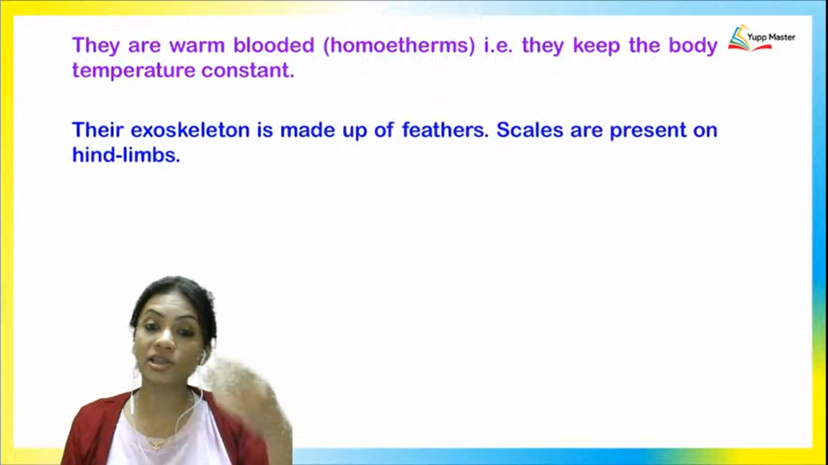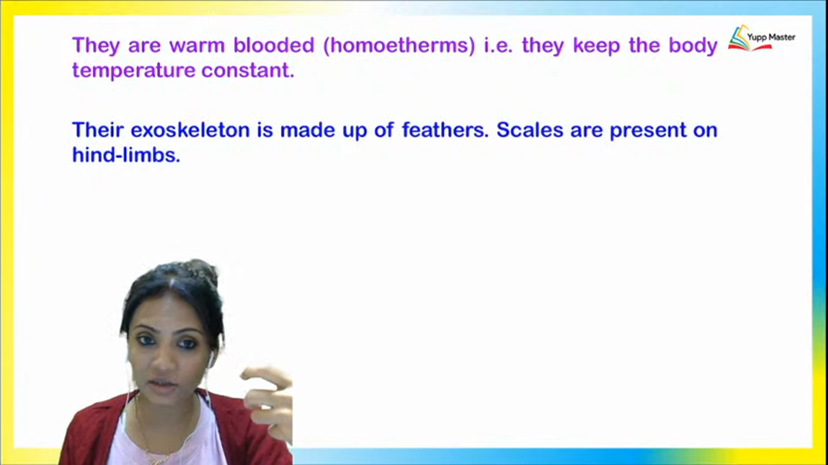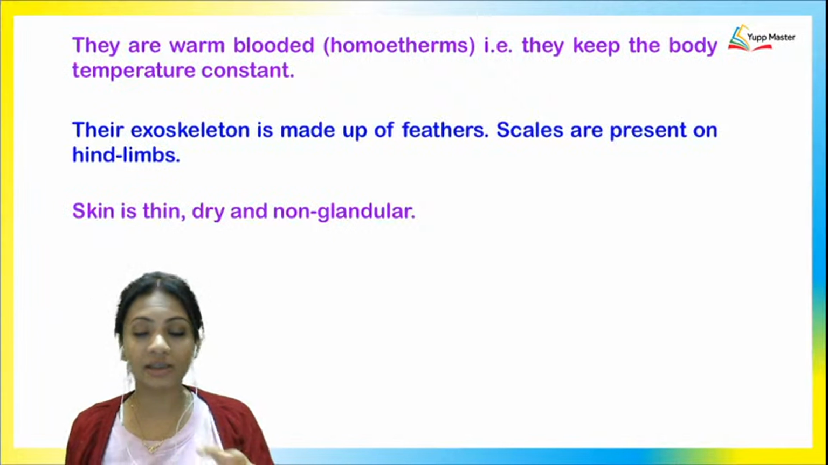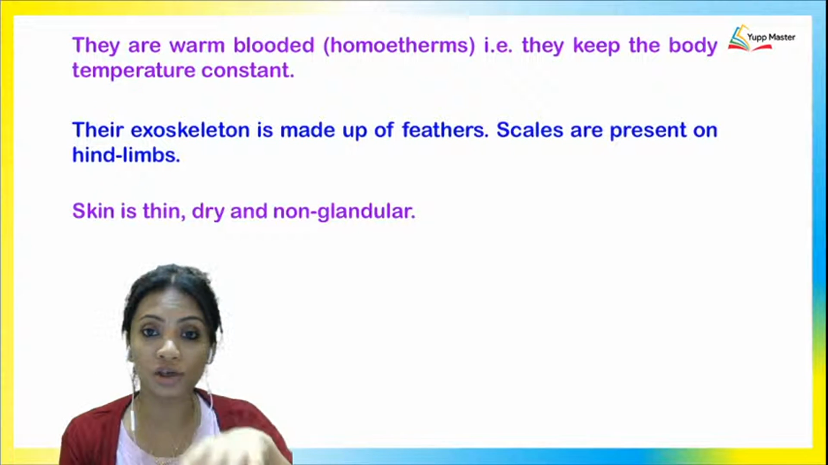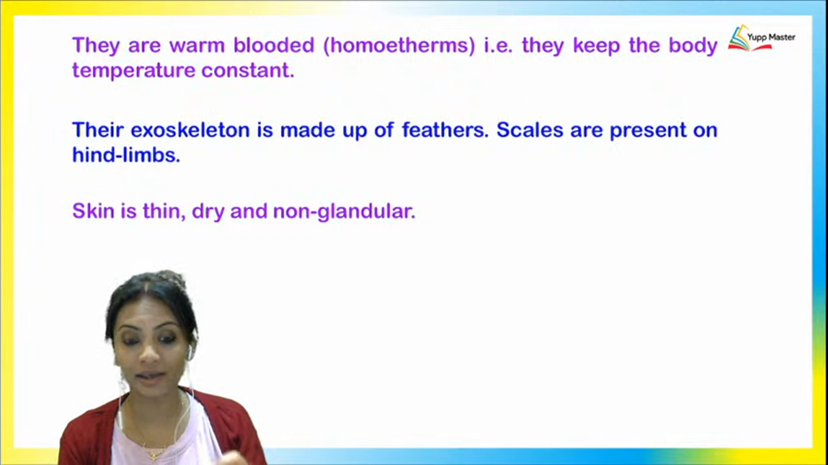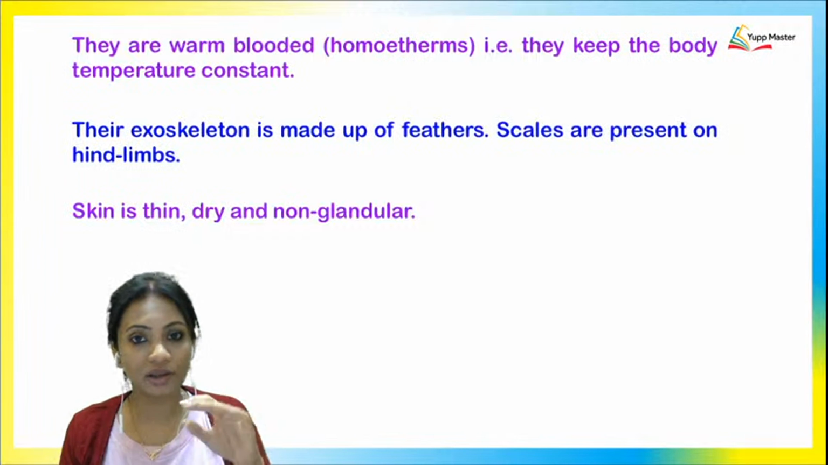Exoskeleton, we see that it is made up of feathers. There are scales present on their hind limbs. Skin in the Aves, remember, is non-glandular. There is only one gland present, the oil gland. And where was that present? It was present near the region of the tail.